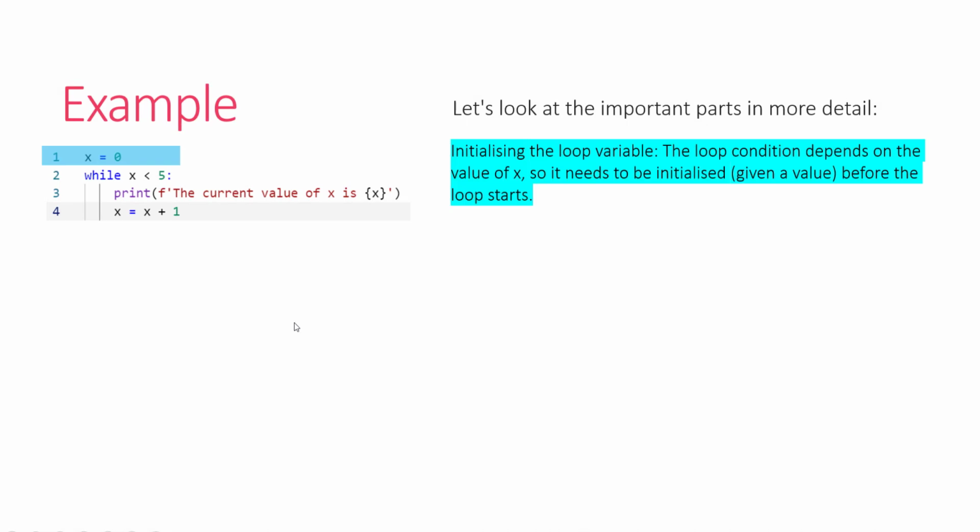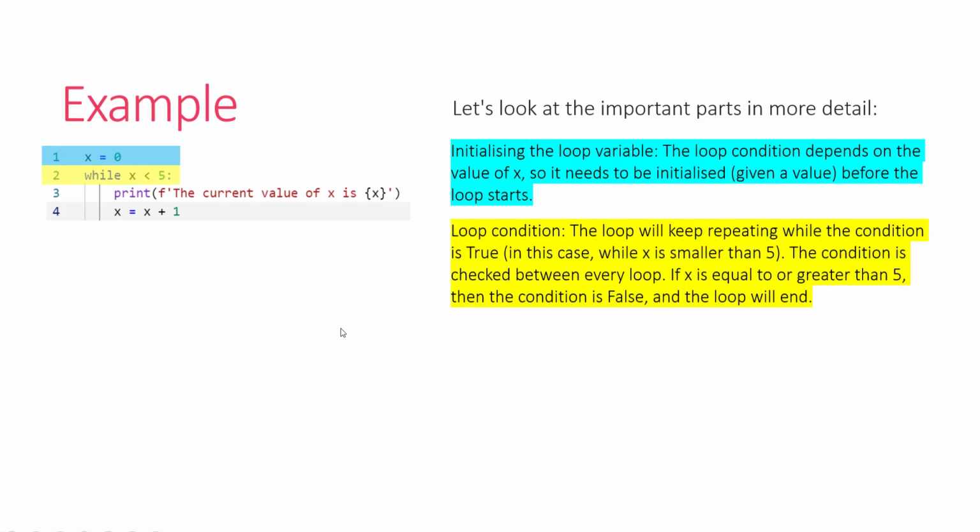So the first line of code is initializing the loop variable, and the loop condition depends on the value of x, so it needs to be initialized and given a value before the loop even starts. The loop condition is what we have here in yellow. The loop will keep repeating while the condition is true, and in this case, while x is less than 5. The condition is checked between every loop, and if x is equal to or greater than 5, the condition is false and the loop will end.